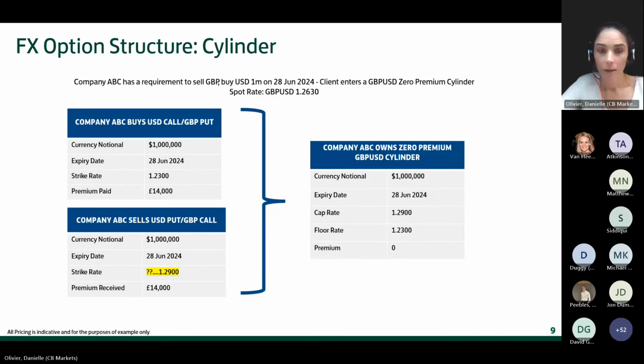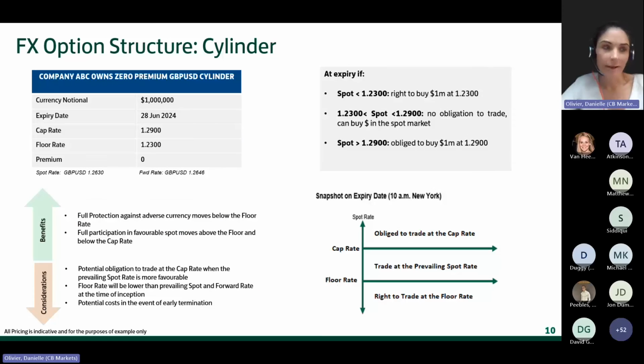So let's look at the characteristics of a cylinder. So we've got the floor rate, as I said, of 1.23. This is the worst case rate. Company ABC is fully protected against moves below this market rate of 1.23. Then the cap rate of 1.29. Again, the company can participate in favorable moves up to 1.29, but cannot achieve a rate higher than 1.29. They're capped at that rate. So if the market rate at expiry is between 1.23 and 1.29, 1.25, for example, then the company can purchase dollars at that market rate at 1.25. But if the rate is above 1.29, they have to purchase at 1.29.